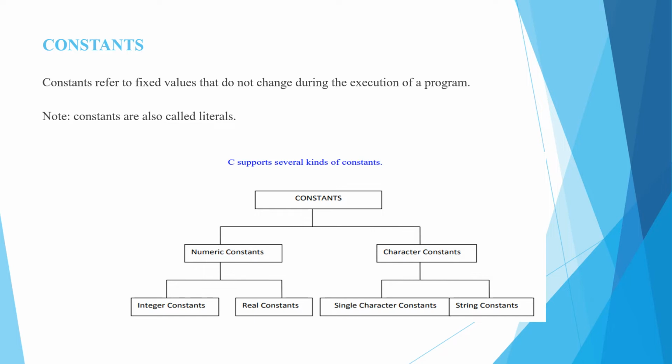Here is the diagrammatic representation of the classification of constants. C supports several kinds of constants. They can be categorized into two different types: numerical constants and character constants. The numerical constant can be further classified into integer constants and real constants. The character constant can be further classified into single character constants and string constants.